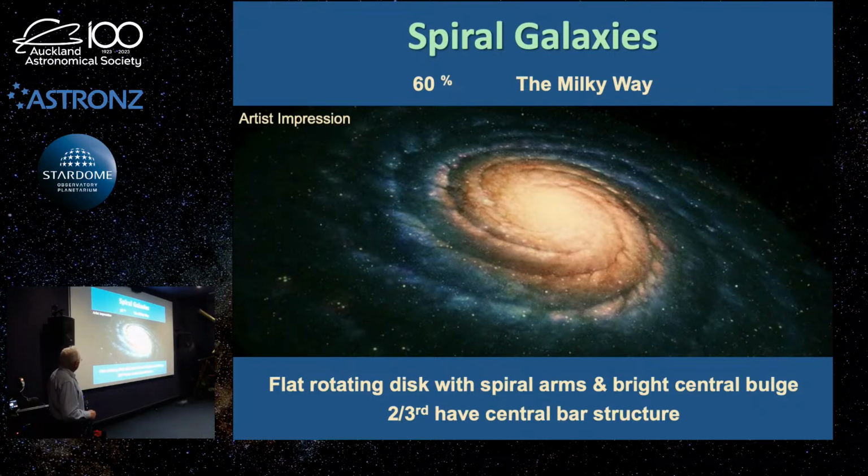Can't be done. So you can see here, it's a flat rotating disc, much like a dinner plate or a pizza, if you will. It has these appearances of spiral arms, which we'll talk more about through the talk. And then it's got this nice big, very intense, bright central bulge in the middle. And 2/3 of spiral galaxies have a central bar structure through the middle, which once again we'll talk about. So those are spiral galaxies that make up 60% of galaxies, and our Milky Way is one of these.